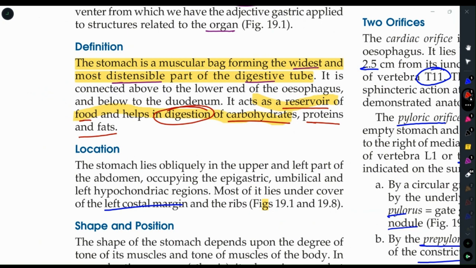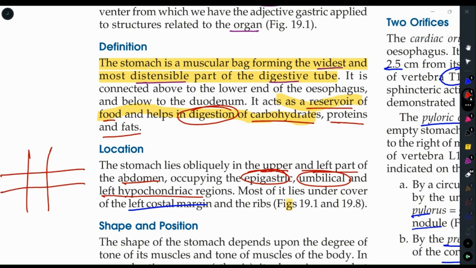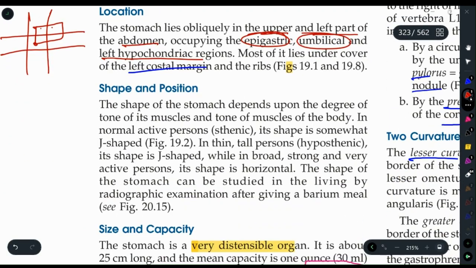The stomach lies in the upper left part of the abdomen, occupying the epigastric, umbilical, and left hypochondriac regions. So we saw the location here, which is the upper left part of the abdomen, occupying the epigastric, umbilical, and left hypochondriac regions. This is the region it is occupying. Most of it lies under the left costal margin and under the ribs.